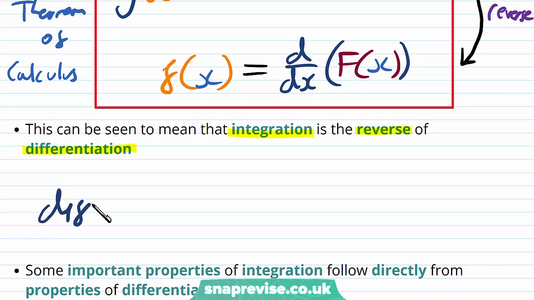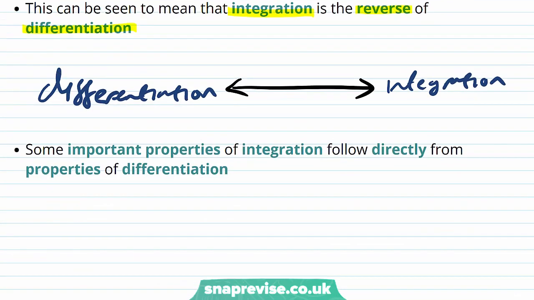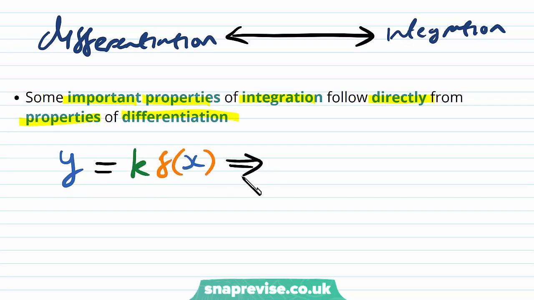Whenever we differentiate a function, we can also form a similar integration equation. Some important properties of integration follow directly from properties of differentiation. Suppose we have that y is a constant multiple of a given function little f of x. Then, from the rules of differentiation, it follows that when you differentiate y, we write y prime, we get k multiplied by the derivative of f of x, f prime of x.